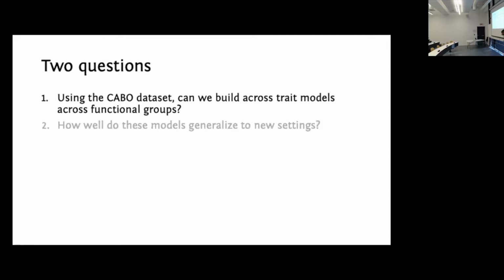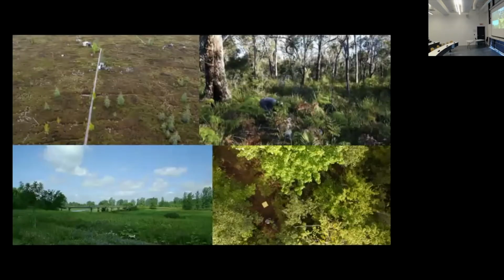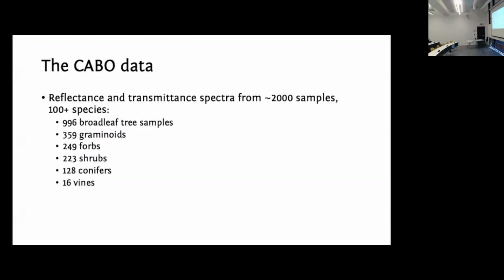So to deal with this first question, I took the CABO data from all kinds of different ecosystems across Canada, and even the Warren Kind sequence in Australia. So we had trees, grasses, peatland plants and so on. There are quite a few different functional groups and ecosystems represented here. Altogether, it's around 2,000 samples and more than 100 species. Broadleaf trees really dominated, but there are quite a few other functional groups too.